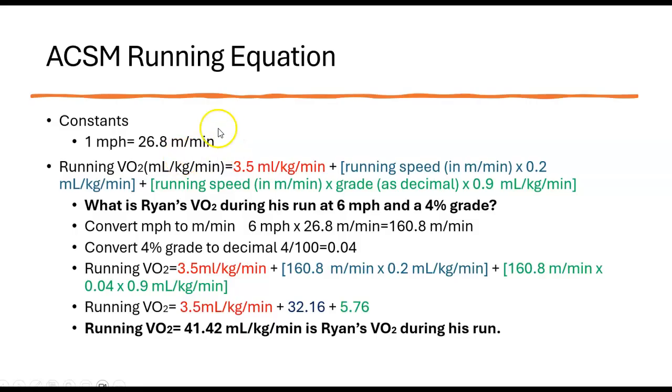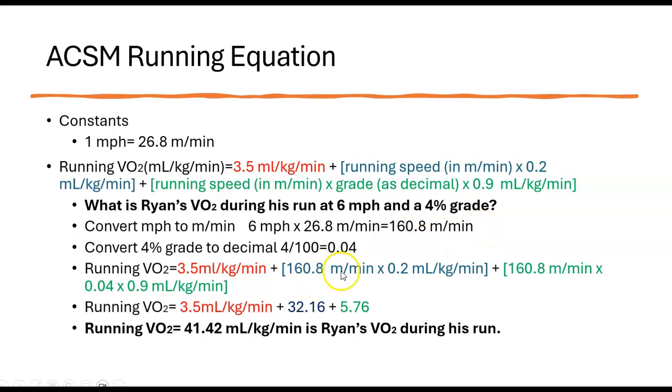We know our miles per hour to meters per minute. And we also know how to convert grade to decimal points. So that's exactly what we're going to do. Ryan, what is Ryan's VO2 during his run at 6 miles an hour and a 4% grade? Well, we know he's running at 6 miles per hour. We're going to multiply that by 26.8 to get our meters per minute, which is 160.8. We're going to convert our 4% grade into a decimal. So 4 divided by 100 is 0.04. And then we just plug those numbers in.